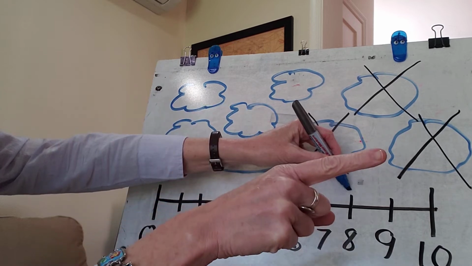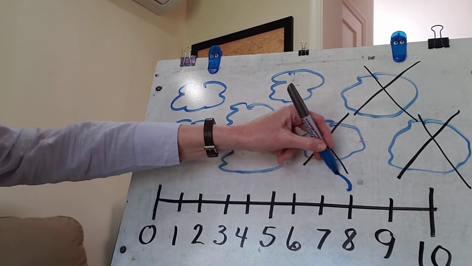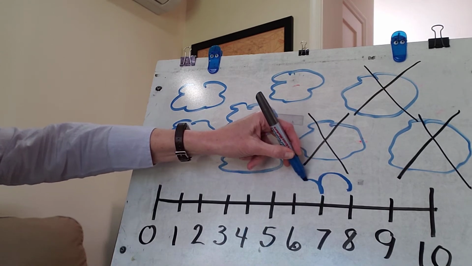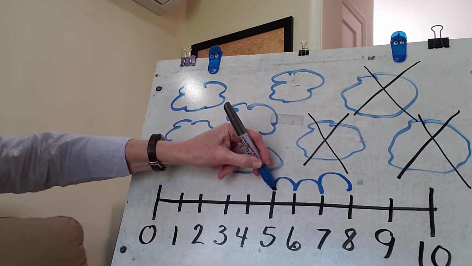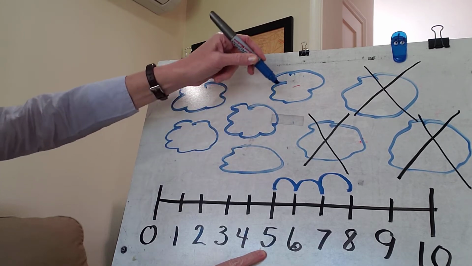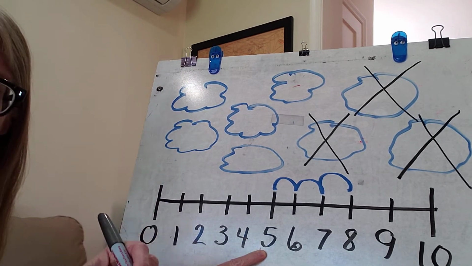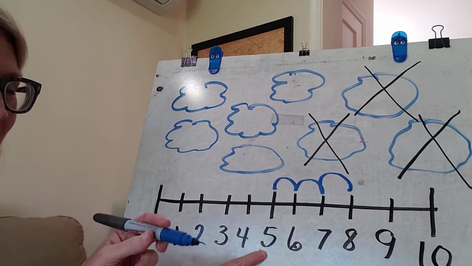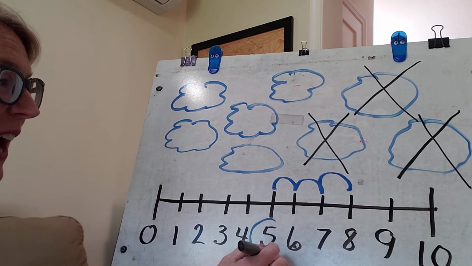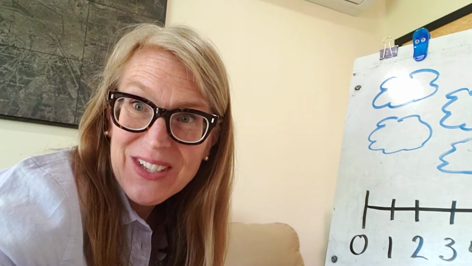Am I going forward or am I going backward? I have to go backward, so let's take our 3 hops. 1, 2, 3. What number did I land on? I landed on my 5, right? Let's go up and check. 1, 2, 3, 4, 5. Am I right? I am right. I have 5 clouds left, and I used my number line to solve it, okay?